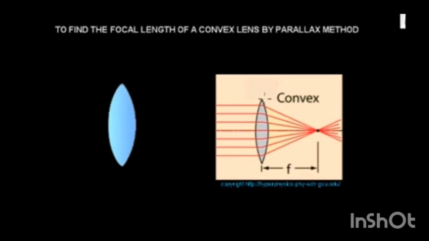In the case of a convex lens, the rays that are parallel to the principal axis, after passing through the lens, converge or meet at a single point called the principal focus, and the distance between the principal focus and the lens is called the focal length. In this practical, we will measure or calculate the focal length of a lens.